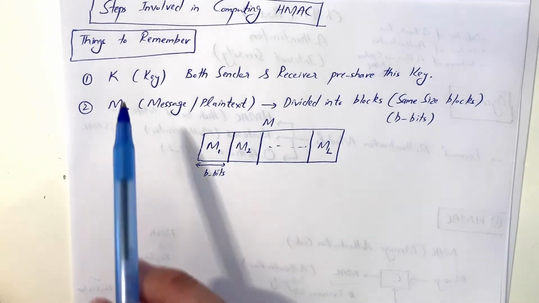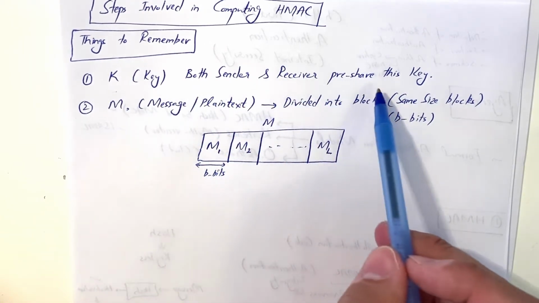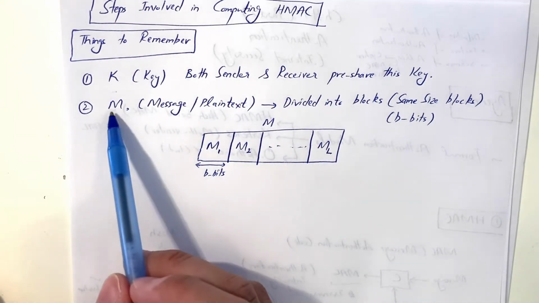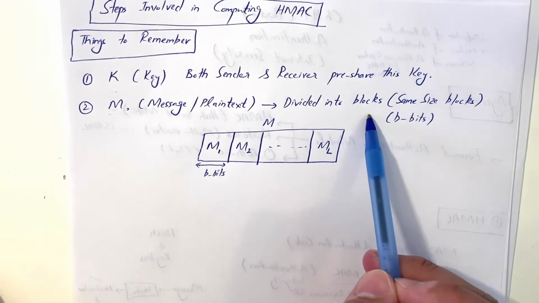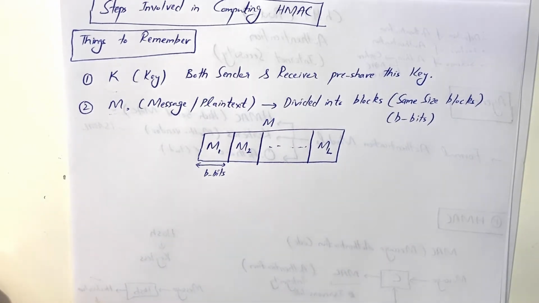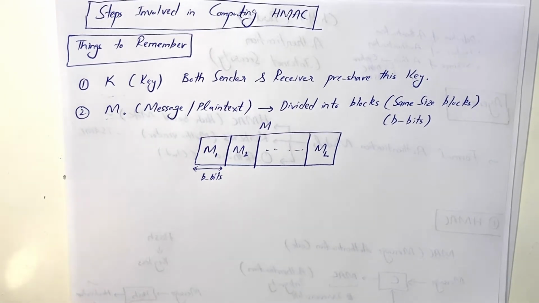So let me repeat. There would be a key. Both sender and receiver should have the key. Second, the message should be divided into blocks of equal chunks, having the same size, and the chunk size is B bits.